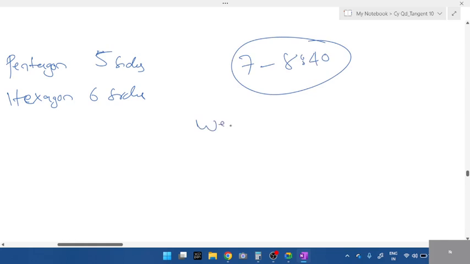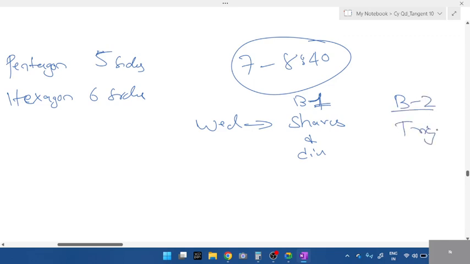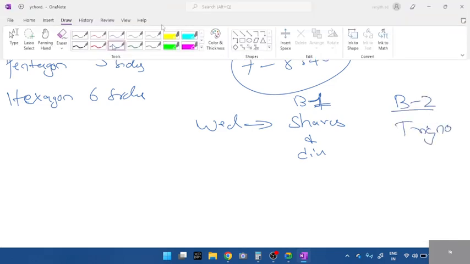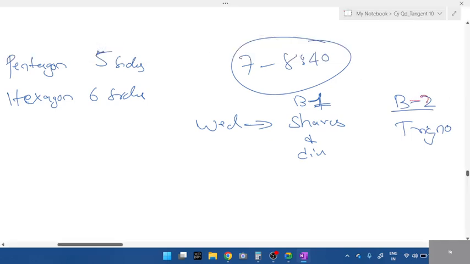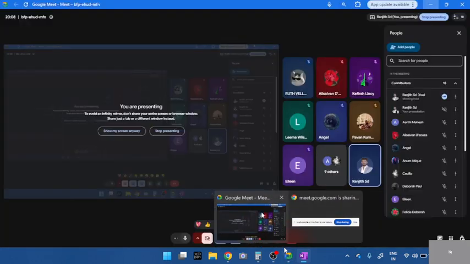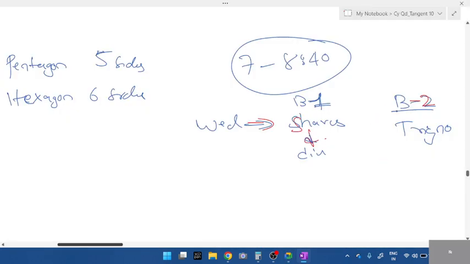From Wednesday onwards, for the first batch, I'll be starting shares and dividend. First batch. For batch 1, shares and dividend. For batch 2, I'll be starting trigonometry. Okay. So from batch 2, students, if you want to attend at 7 o'clock from Wednesday, you can attend, if you want to study both the chapters, shares and dividend. Is it clear? Batch 2, all the students whoever are there online. If you want, you can attend. No restriction. You can attend.